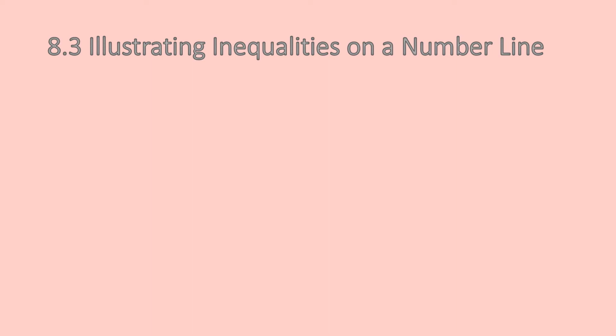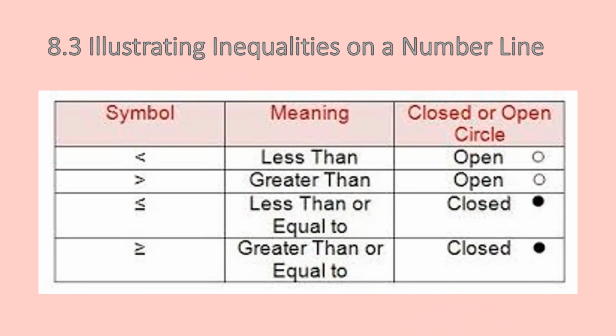The end of the line is left as an open bulb if it is not to be included, or a filled bulb if it is included. Look at this table. If it is less than or greater than only, we can have an open bulb, but if it is less than or equal to or greater than or equal to, we have to use a closed bulb.